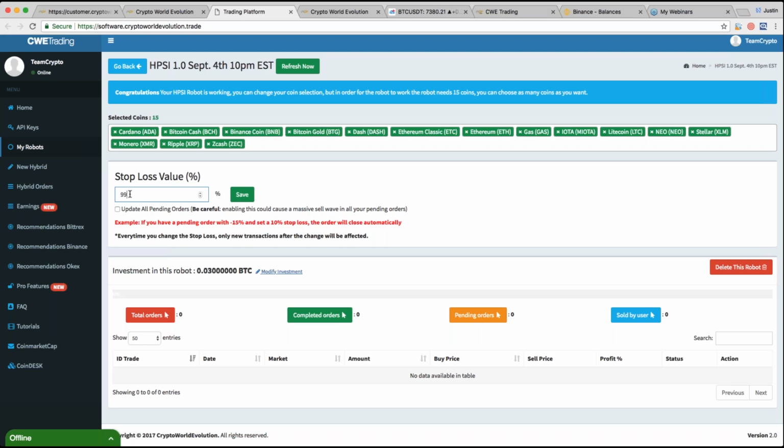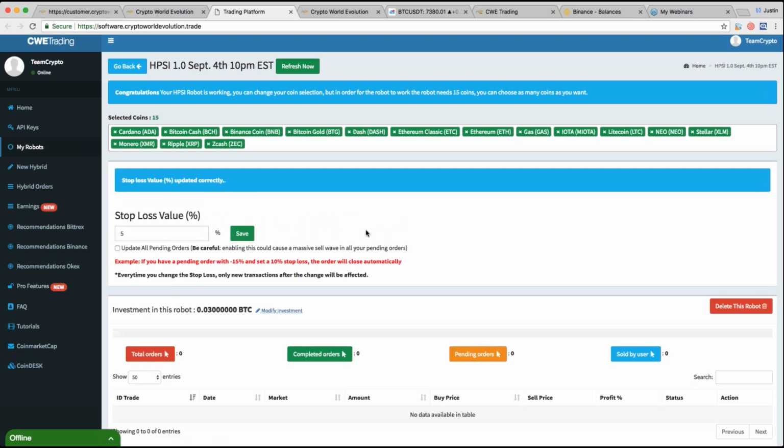Okay, so what I do here is, since I invested a little bit of money, 0.3, I'm going to put a 5% stop loss. All right, and I'm going to save it. Now, the next thing I'm going to do is show you why these coins are valuable in a bull run.